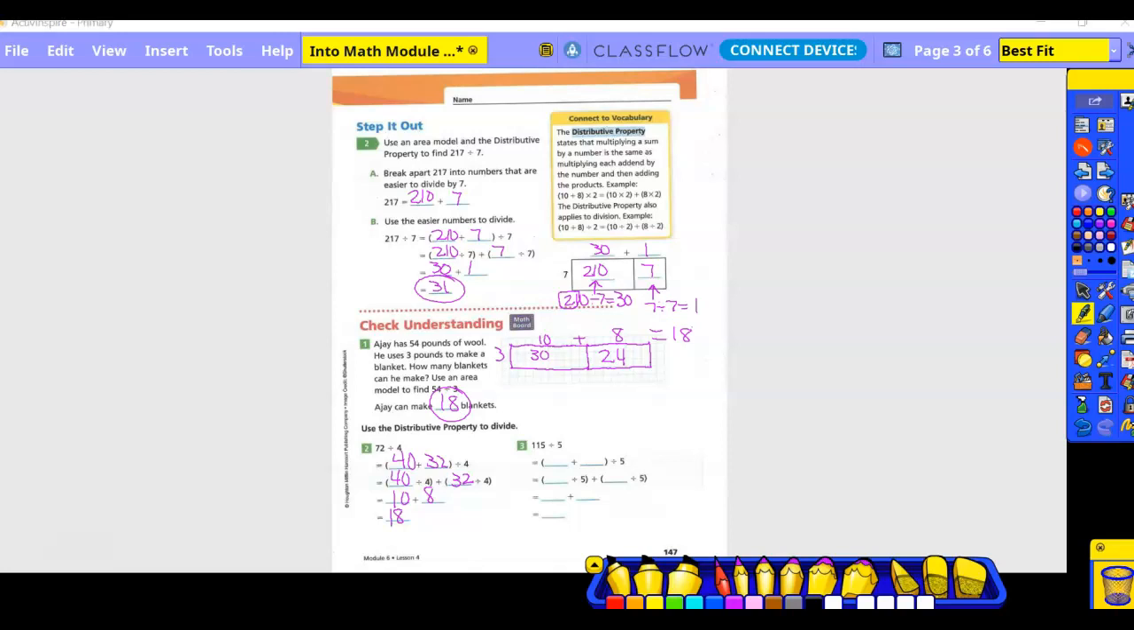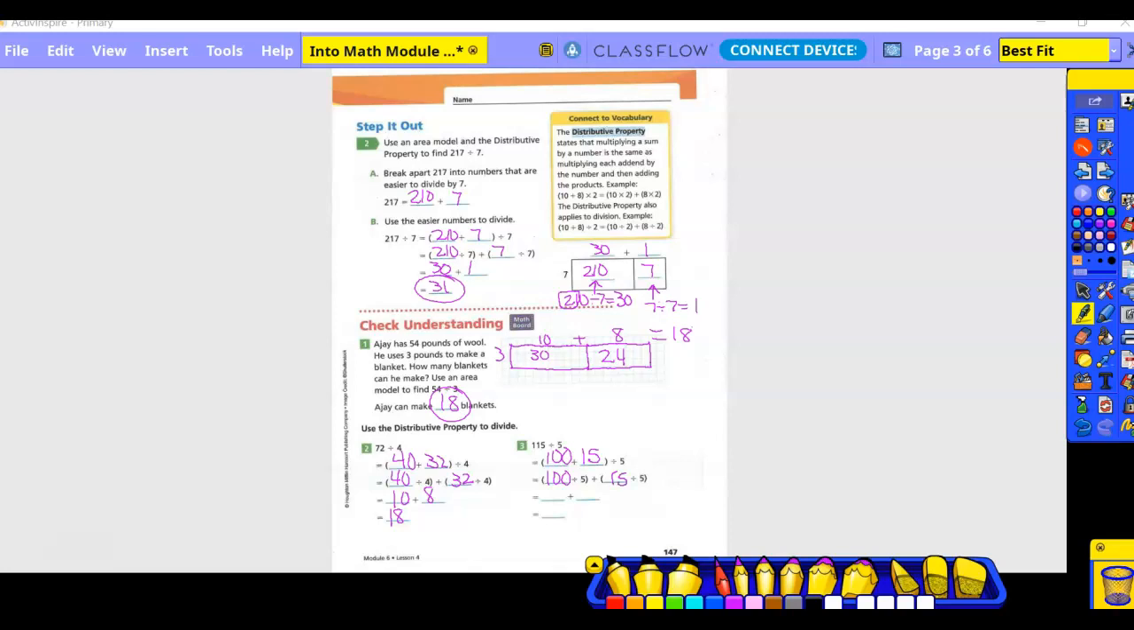115 divided by 5. Okay, so we want units, right, to start off with, because that helps us break it down. So what could we break 115 into? Okay, well I heard 15, so that would work. So I could do 15, and then if I took 100 minus 15, what am I left with? 100. Okay, so then I'm going to pull that apart even more and write that down here.